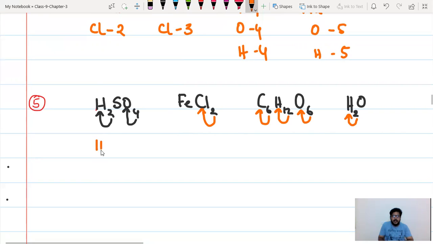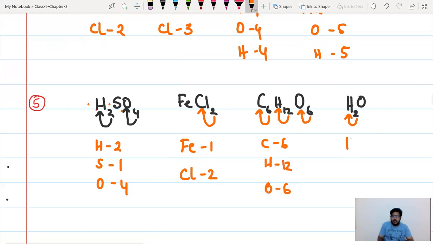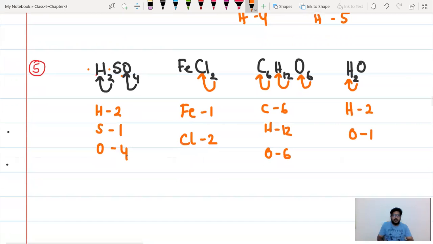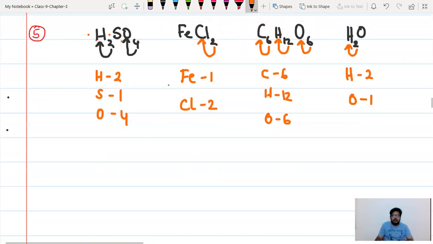Now if they ask you how many hydrogens in first, 2. Sulfur, here we don't have any number, so 1. Oxygens 4. How many irons? 1. Chlorines 2. How many carbons? 6. Hydrogens 12. Oxygen 6. Hydrogens 2. Oxygen 1. Like this you need to count. So that number which is present at subscript should be given to only the front atom. That is 5th variety. Moving to 6th variety.